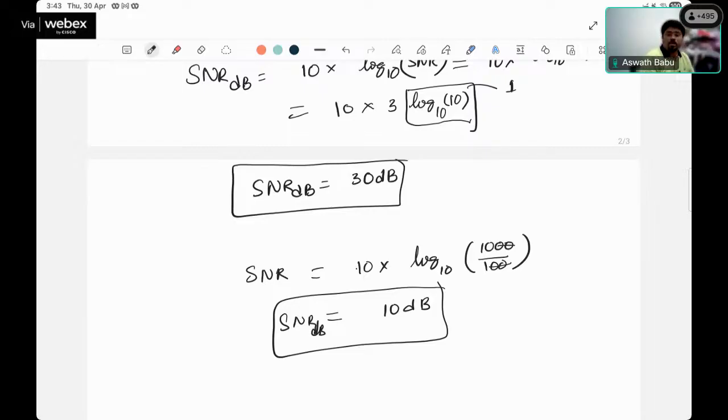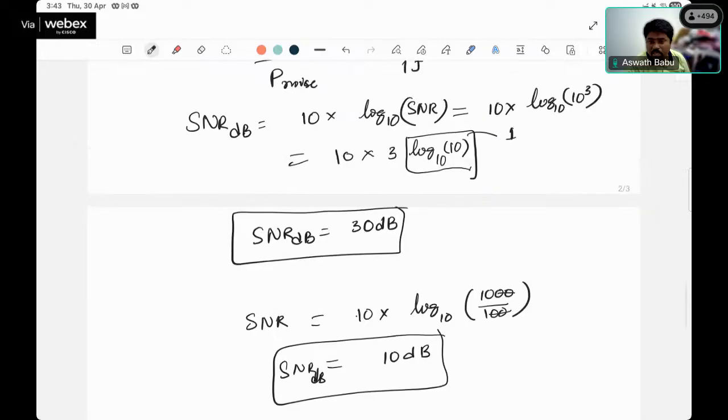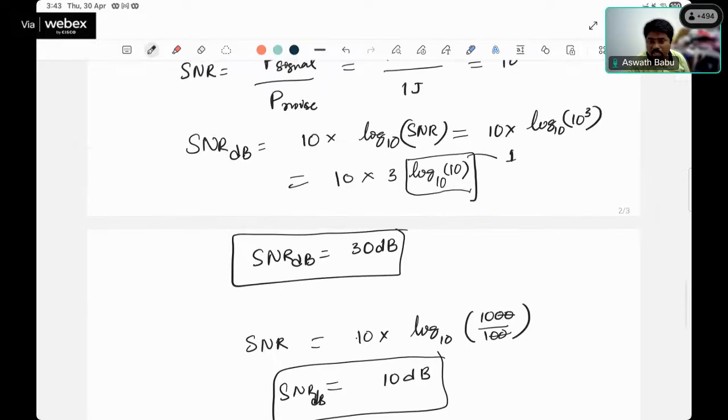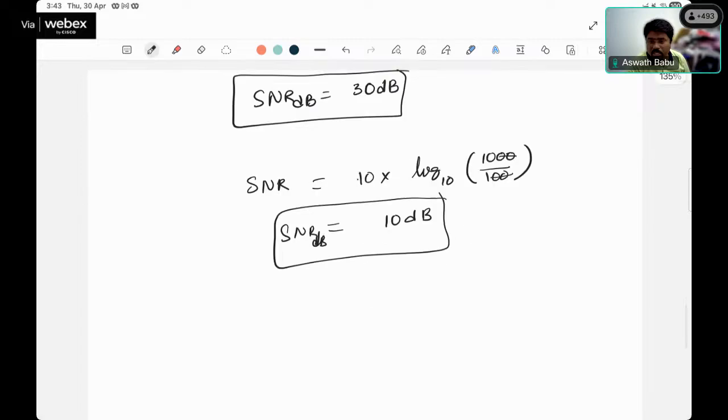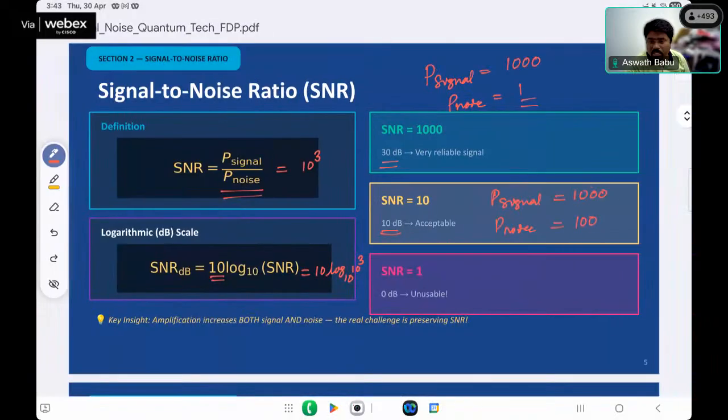Okay, right? So Satya Priyaji is saying 30. Yeah, 30 is in the previous case. In this case it is 10. Okay, right? Yeah.